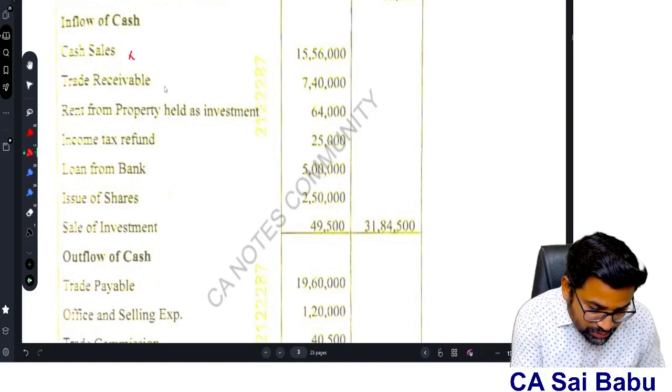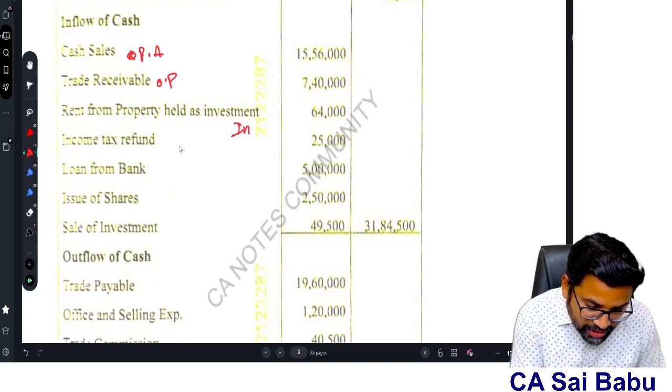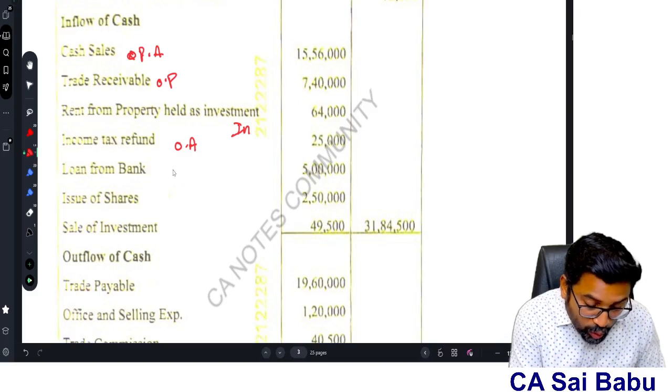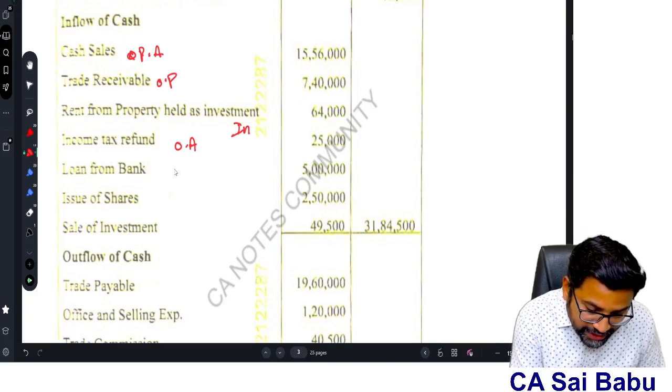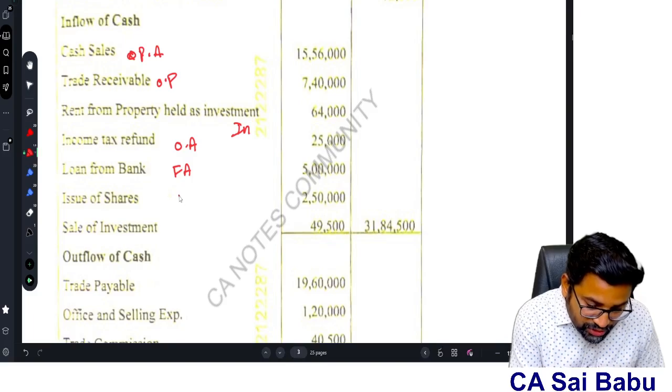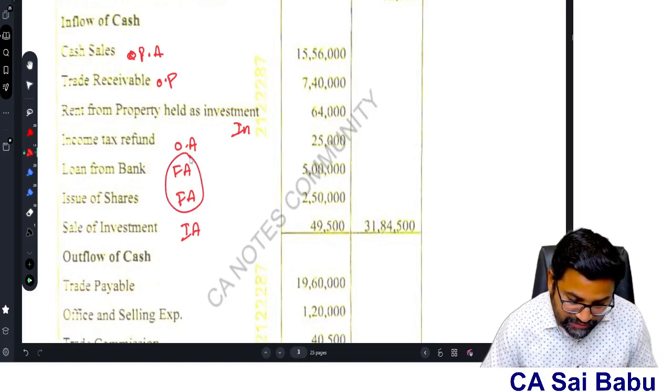Cash sales, no, it is operating activity. Trade receivables inflows, operating activity. Rent, investment activity. Income tax refund, operating activity. Loan from bank, so it is financing activity. Issue of shares, financing activity. Sale of investment, investing activity. So these two are financing activities as far as the inflows is concerned.